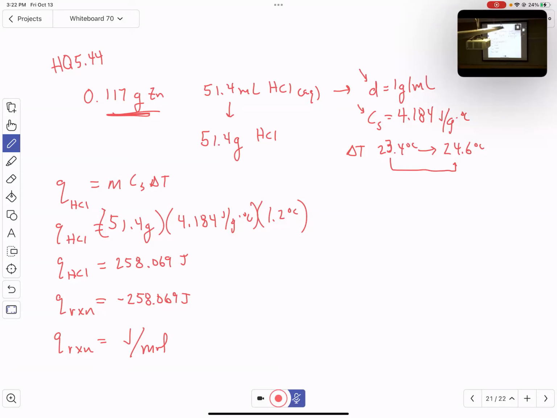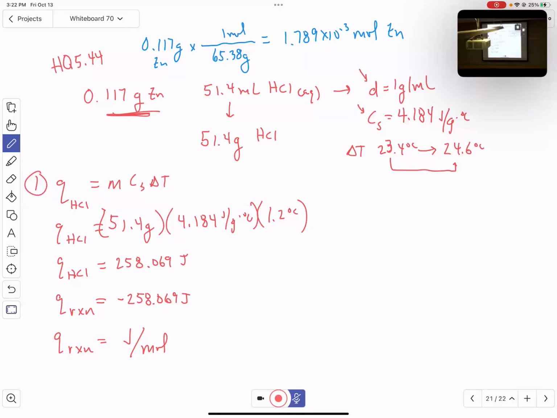We need to find moles of zinc, right? So that was part one. Part two, now we use the mass of zinc. I've got 0.117 grams of zinc. We go to the periodic table. Zinc is 65.38 grams per 1 mole. So let's just convert grams of zinc into moles of zinc. We get 1.789 times 10 to the minus 3 moles of zinc.